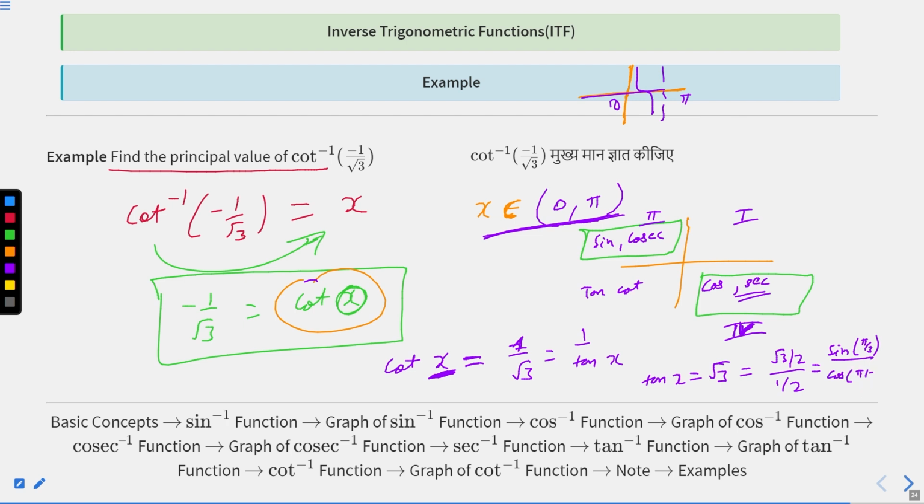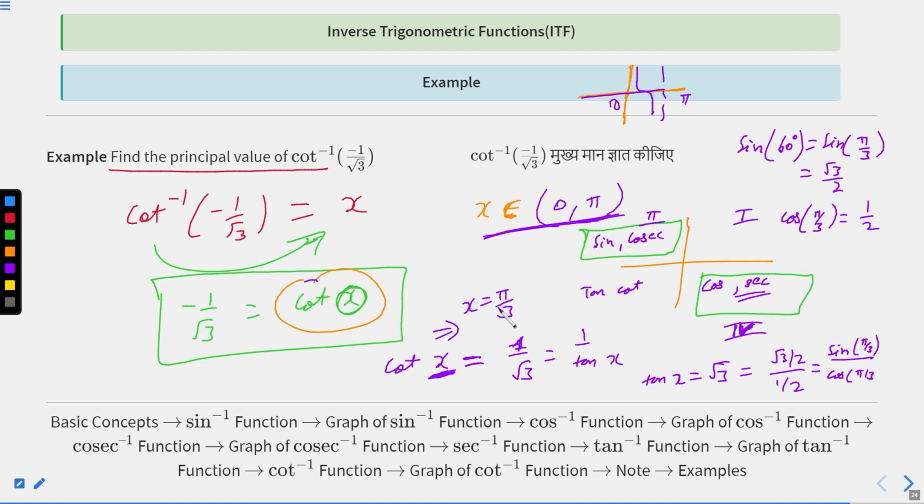Yes, if you recall the values, sine 60 degree, which is pi by 3, is equal to root 3 by 2. And cos 60, it is equal to 1 by 2, or you can say cos pi by 3. Okay, so from this, what you can say, x is equal to what?